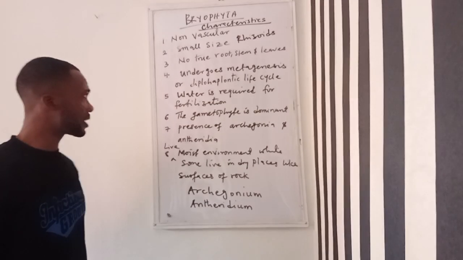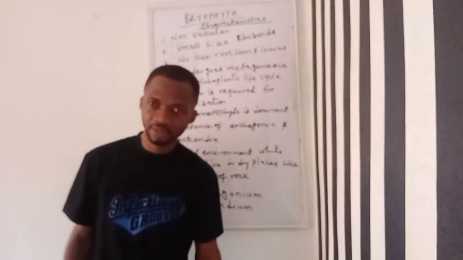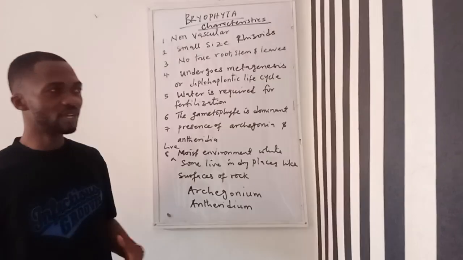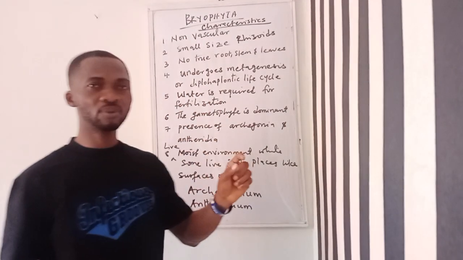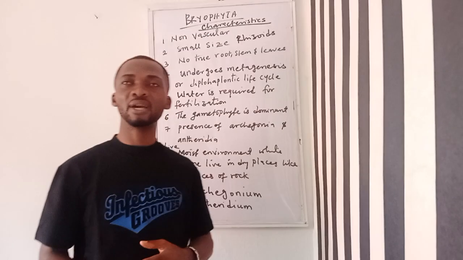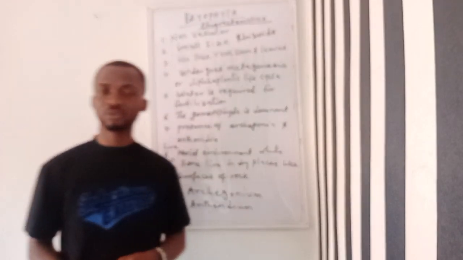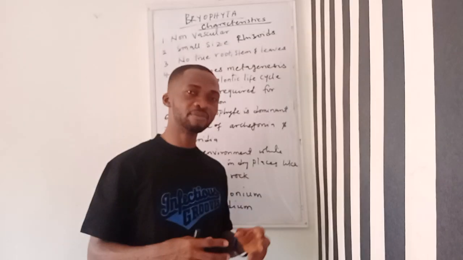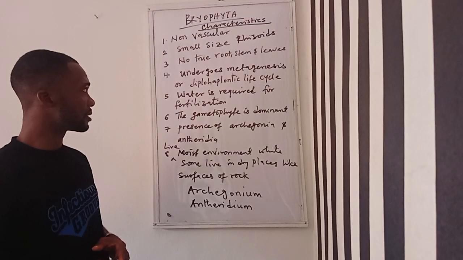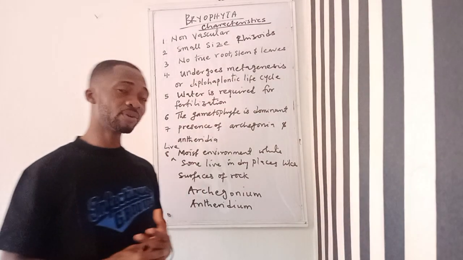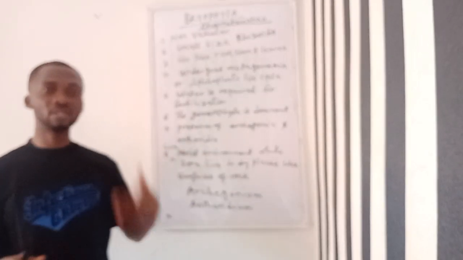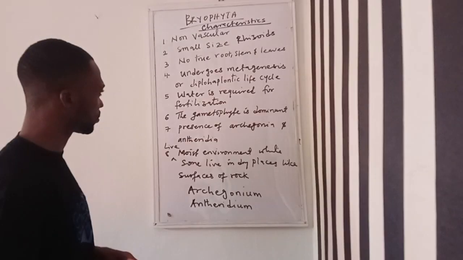Water is required for fertilization, number 5. This is important. This is an essential requirement when it comes to reproduction in Bryophyta. Without dew or water, there is no reproduction that can occur, because water helps in achieving fertilization in plants. The sperm, the anterozoid, gets into the archegonium and fertilizes the egg through the help of water. And also in mucilage, we'll still come to that.